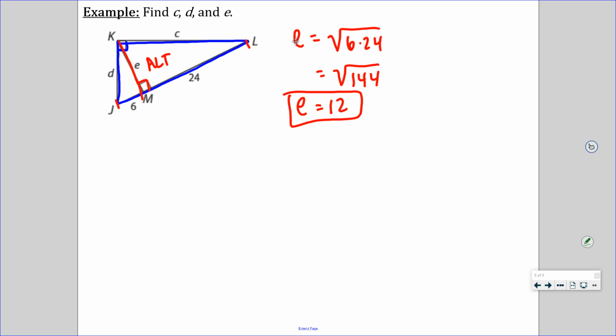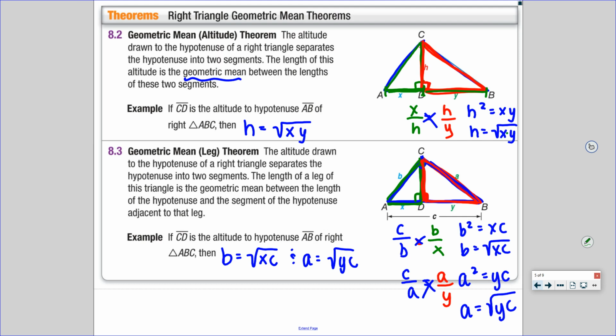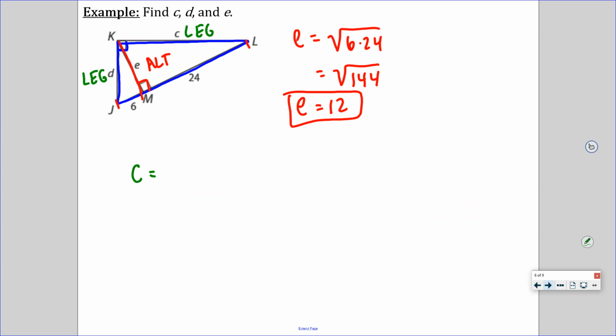Now to find each leg, I'm going to use the leg geometric mean theorem. Let's do C first. It doesn't matter. I know the leg, according to this theorem we just talked about, is the geometric mean of the entire hypotenuse, which, if this segment's 6 and this segment's 24, what's the whole hypotenuse? 30. So it's the geometric mean of the entire hypotenuse and the segment that it is adjacent to or that touches it, so 24. We got a huge number here, 720.